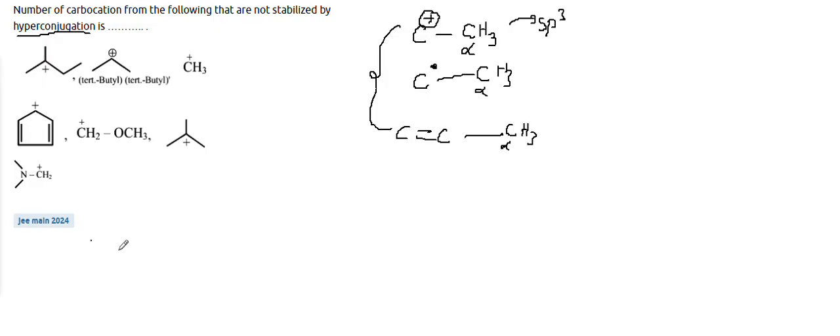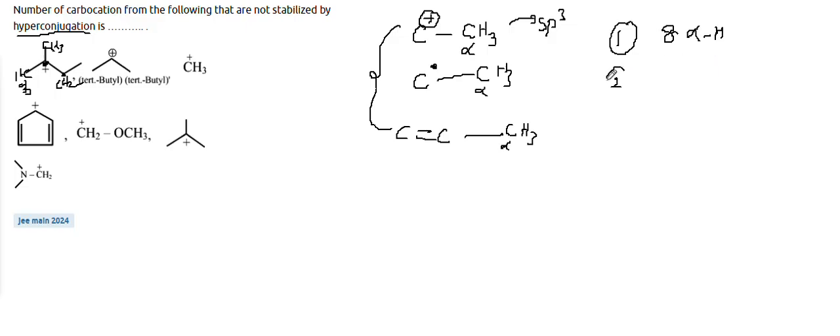This is the first one. This is the carbocation. Here CH3, here CH3, here CH2. That means how many alpha hydrogens? 3, here 3, 6 and 2 more, 8. So in the first example, 8 alpha hydrogens are present. So we can observe the hyperconjugated structures in the first option.